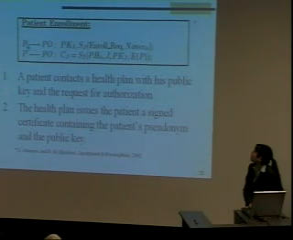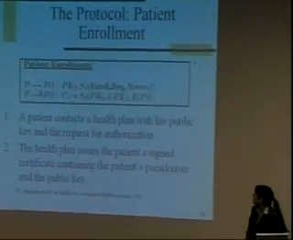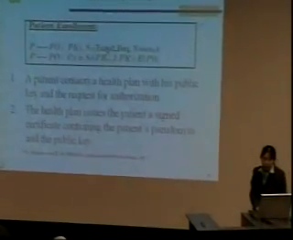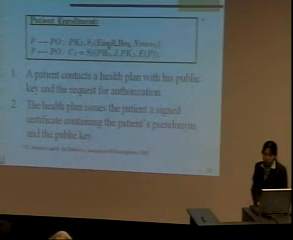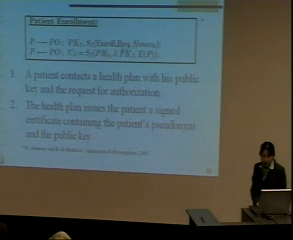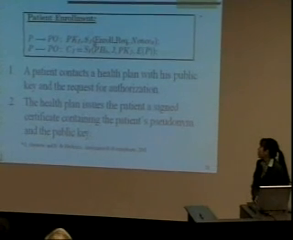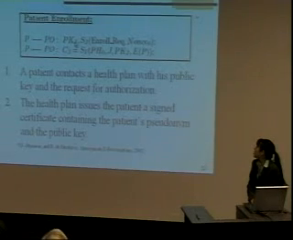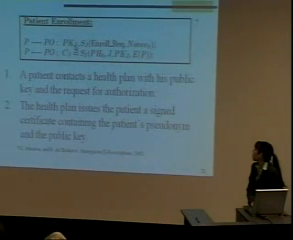So first, patient contact with the health plan. When the patient contacts the health plan, the patient first sends a request to enroll in a health plan with a timestamp. It is signed by the patient's signature, and the signature is signed by the patient's private key. The patient also sends a public key, and the public key is used by the health plan to verify that the signature is really signed by the patient.